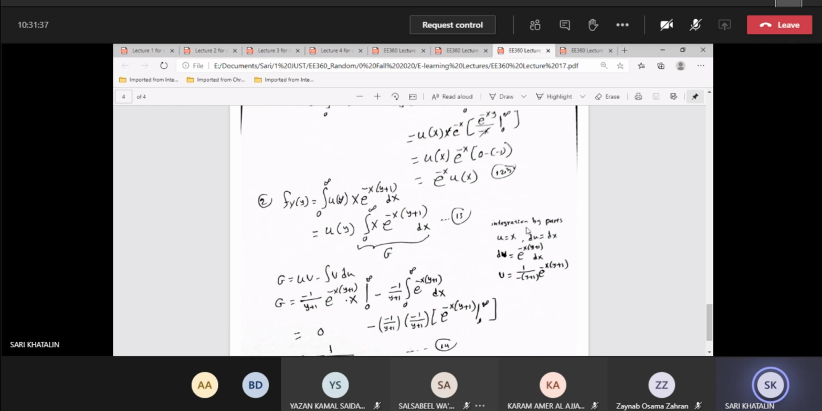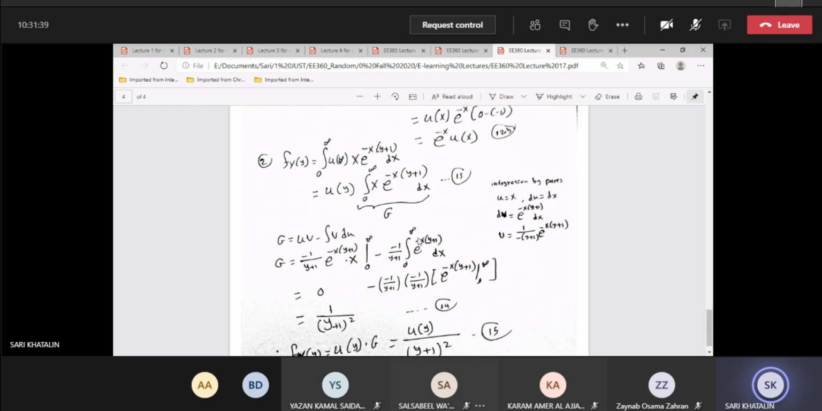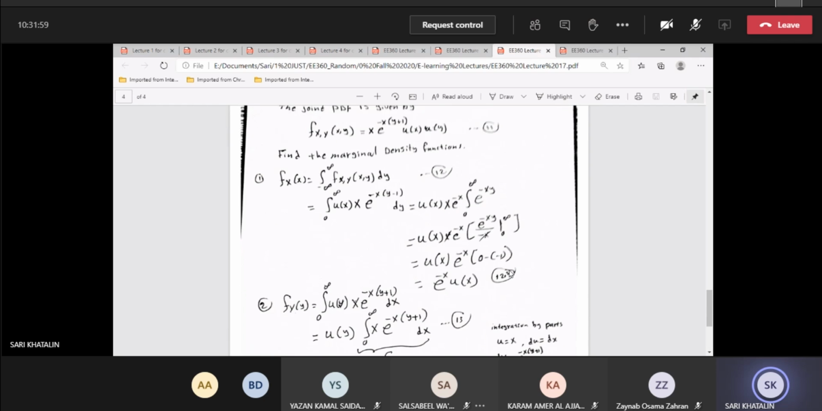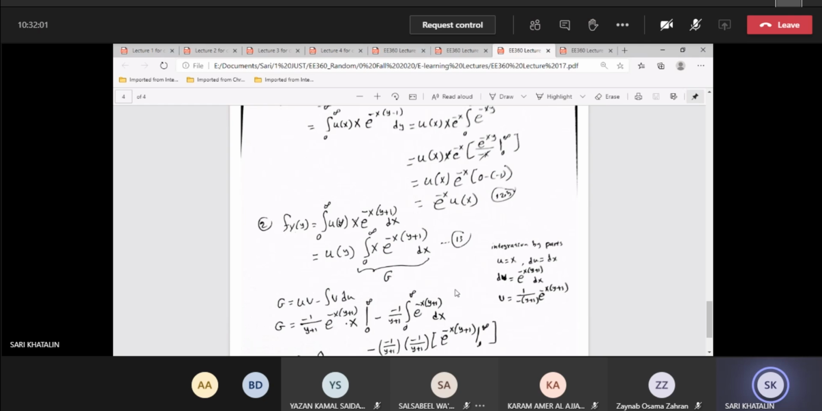So after you do the integration by parts, you will end up with equation 14. So this is g. You plug it into the joint PDF, and the marginal PDF for y will be the unit step of y divided by (y plus 1) squared. And this is the end of lecture 17. So this is lectures 16 and 17. This is what we had last week.